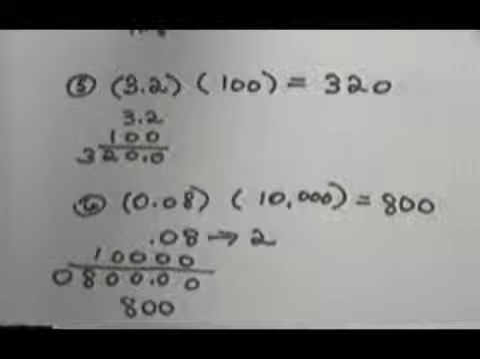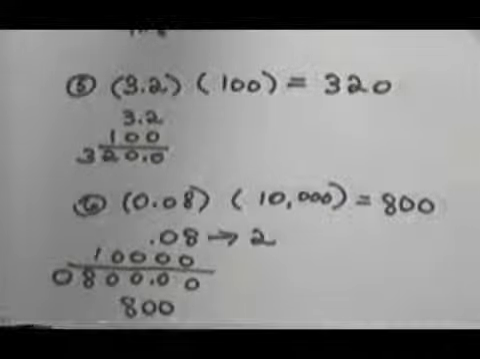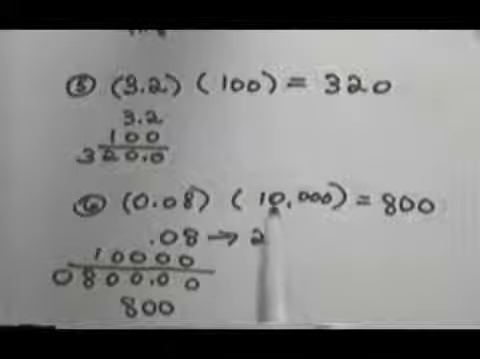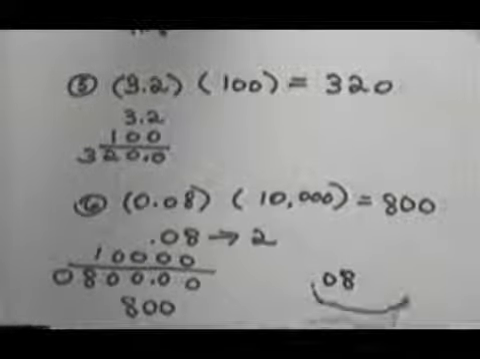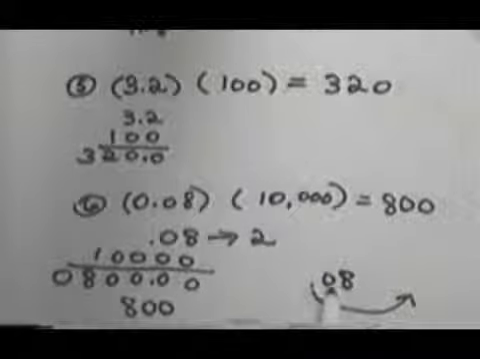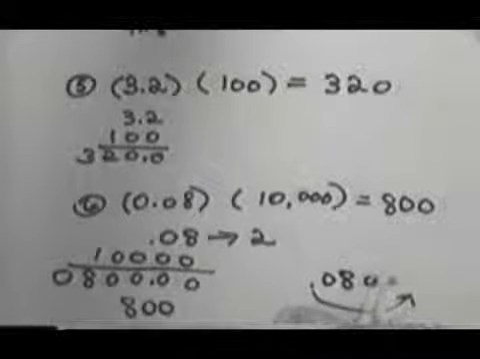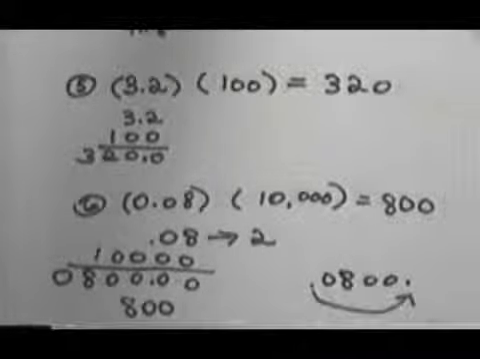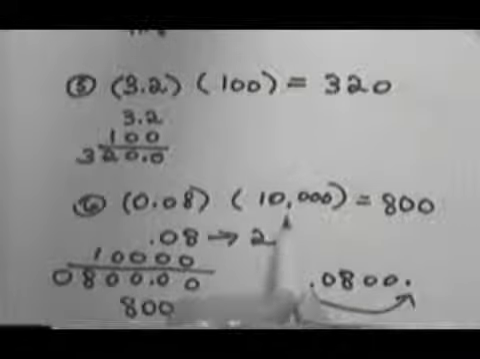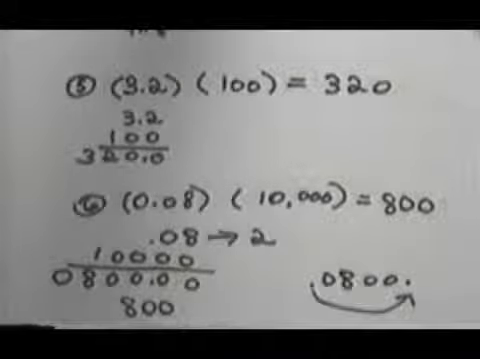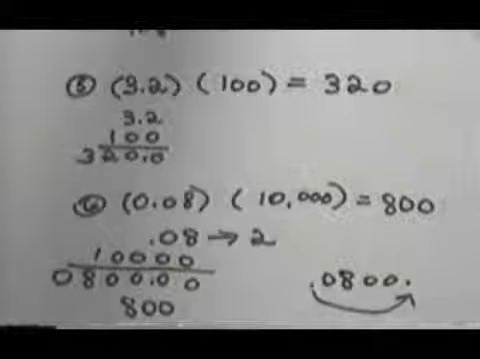It ends up being moved over the number of places that you have zeros. We had 4 zeros here, got moved over 4 places. If we started with 0.08 and moved the decimal over 4 places, we'd count 1, 2, 3, 4, and it would end up here, and that's the 800. The 4 zeros ended up corresponding to moving it over 4 places.